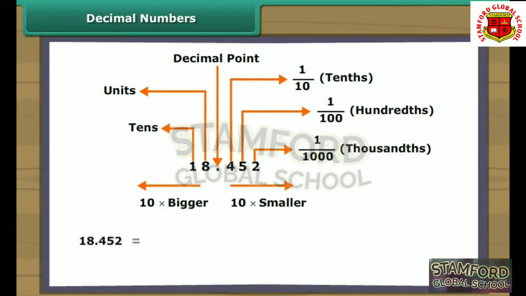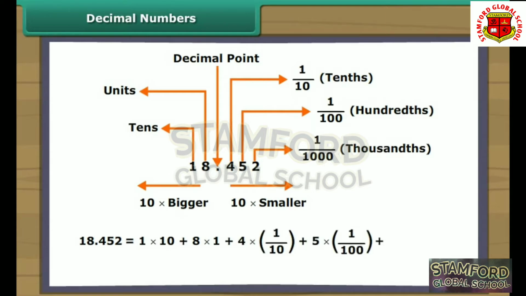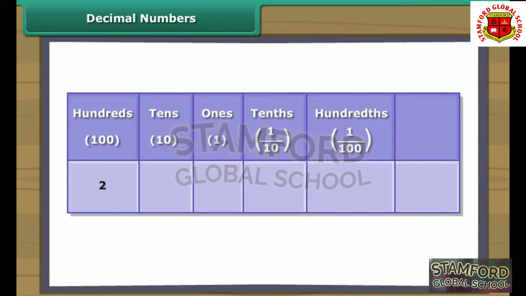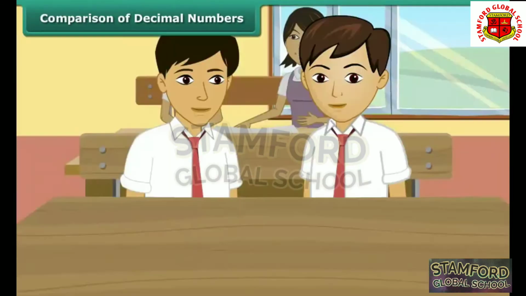The given number can be written in the expanded form as 1 multiplied by 10 plus 8 multiplied by 1 plus 4 multiplied by 1/10 plus 5 into 100th plus 2 multiplied by 1,000th. Similarly, if we know the place values of each digit in a decimal number, we can write the number.